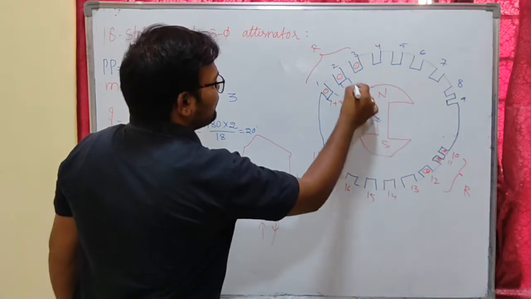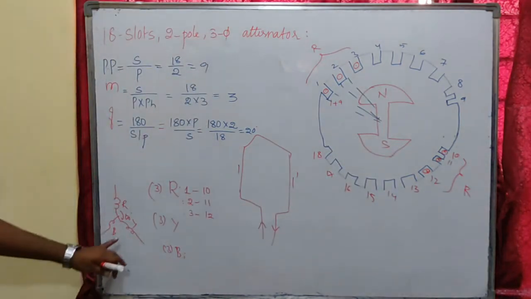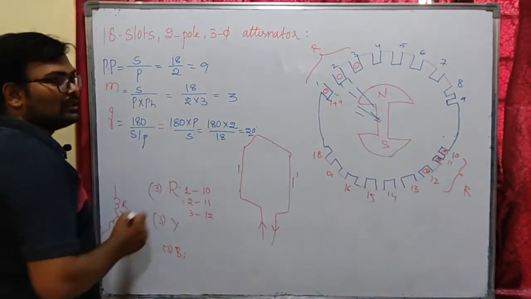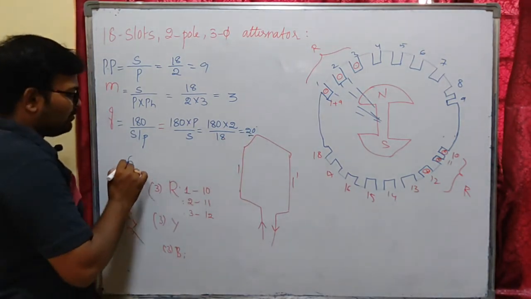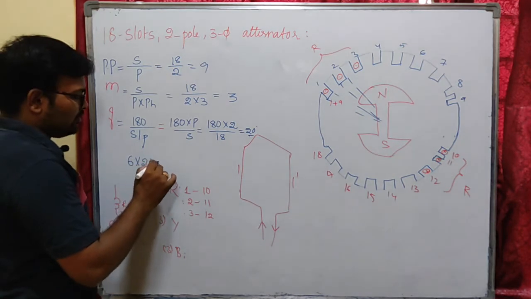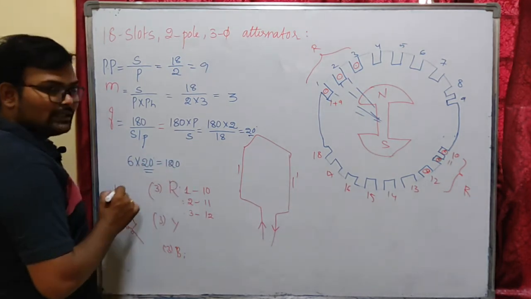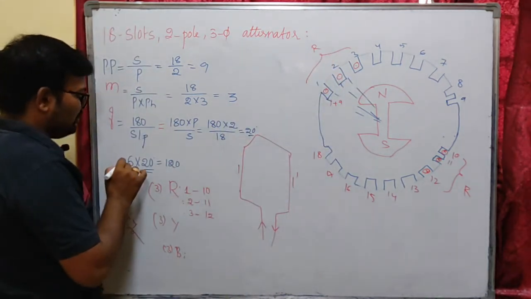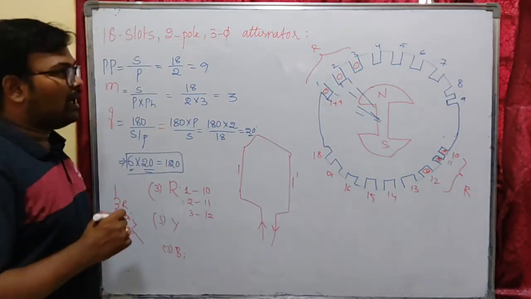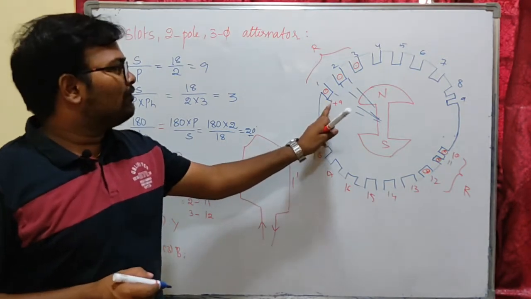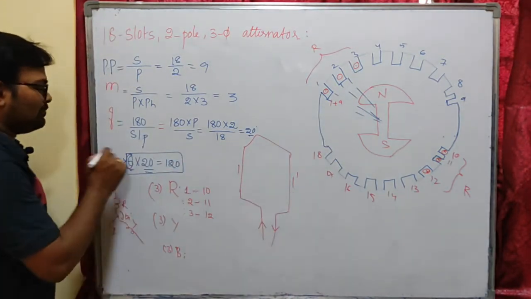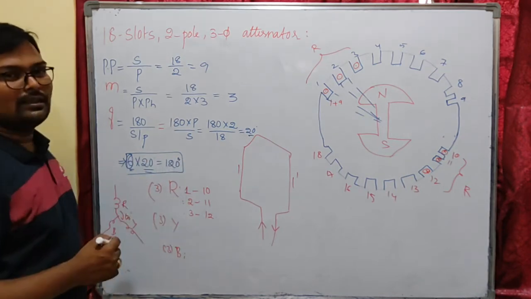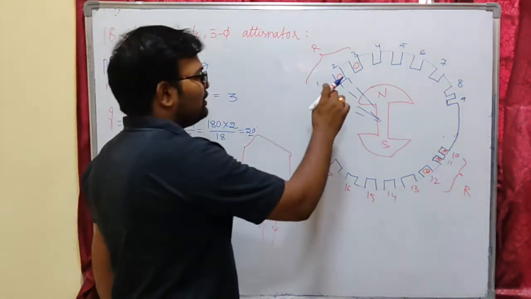So I have to keep the Y phase 120 degrees away from R phase. How will that happen? If each slot is having 20 degrees, I can keep the Y phase after 6 slots, which will be equal to 120 degrees. If I keep the Y phase after 6 slots of R phase, that will be equal to 120 degrees. So after the first slot, I have to keep the Y phase after 6 slots. That will keep our Y phase from R phase with 120 degrees displacement. I hope you understand. Each coil slot is having 20 degrees.